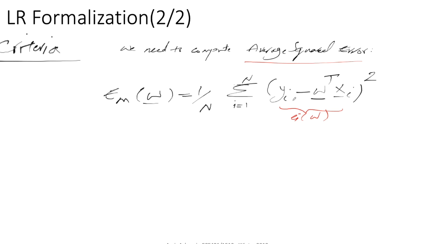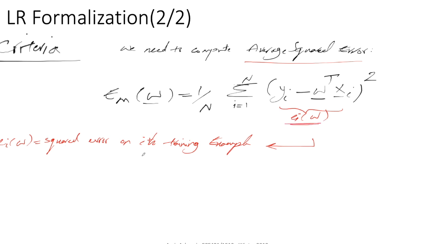Okay, so we call each of the values of the difference between your y_i's and your multiplication of w's and x's e_i of w. And it's basically this: e_i of w is the squared error on the ith training example. So at each of the steps, we can calculate this e_i of w.